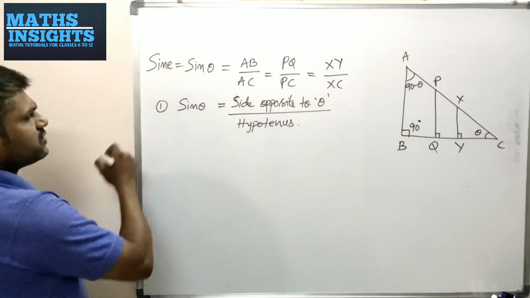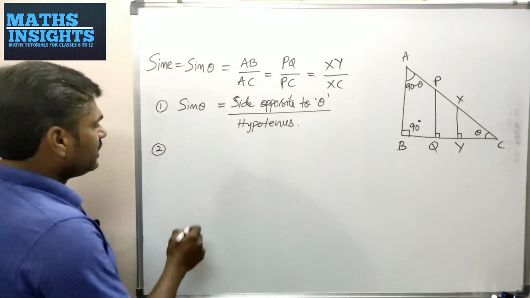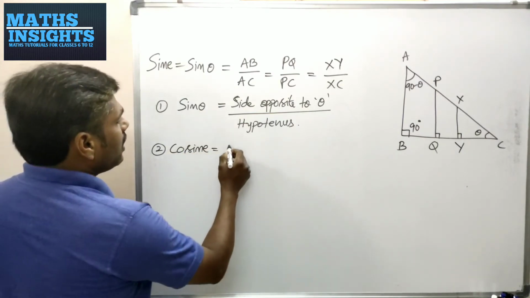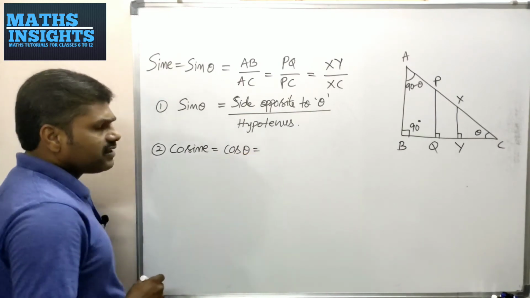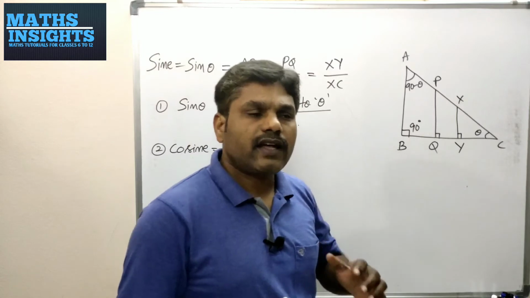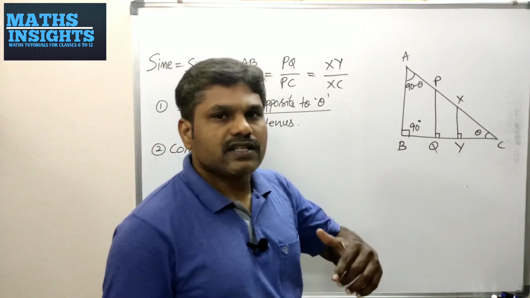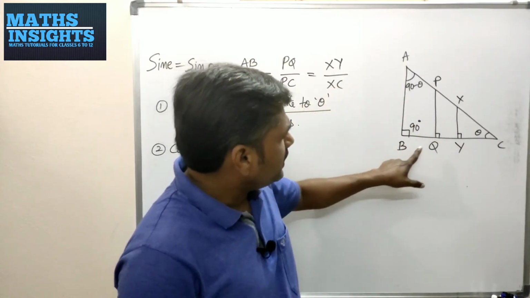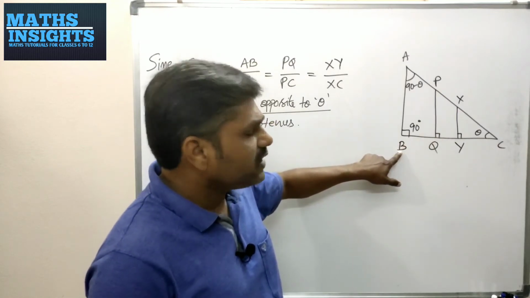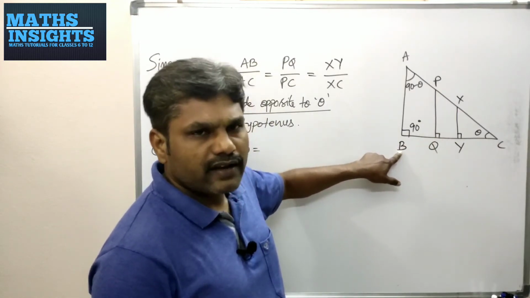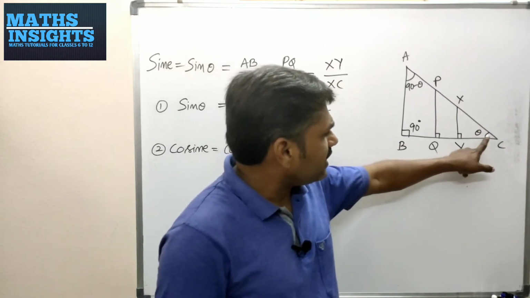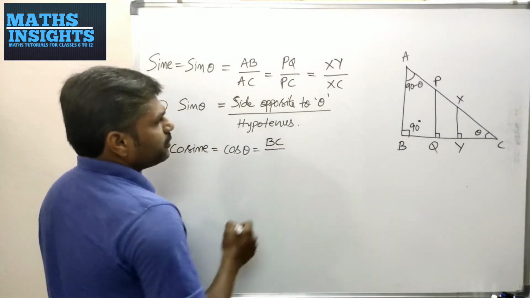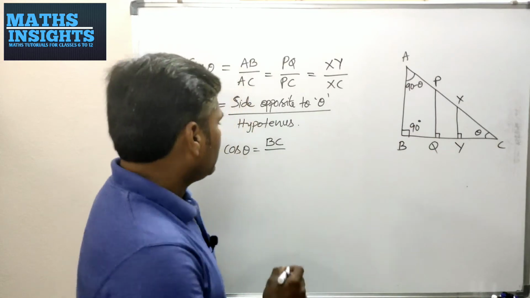This is the first ratio. Coming to the second ratio, that is called cosine. We may write it simply as cos theta. In this case also I will take the ratio of the side adjacent to theta by hypotenuse. Now I am taking the first triangle ABC. In this ABC, angle B is equal to 90, therefore it is a right angle triangle. The side adjacent to theta is BC, so the ratio of side adjacent to theta by hypotenuse will become BC by AC.